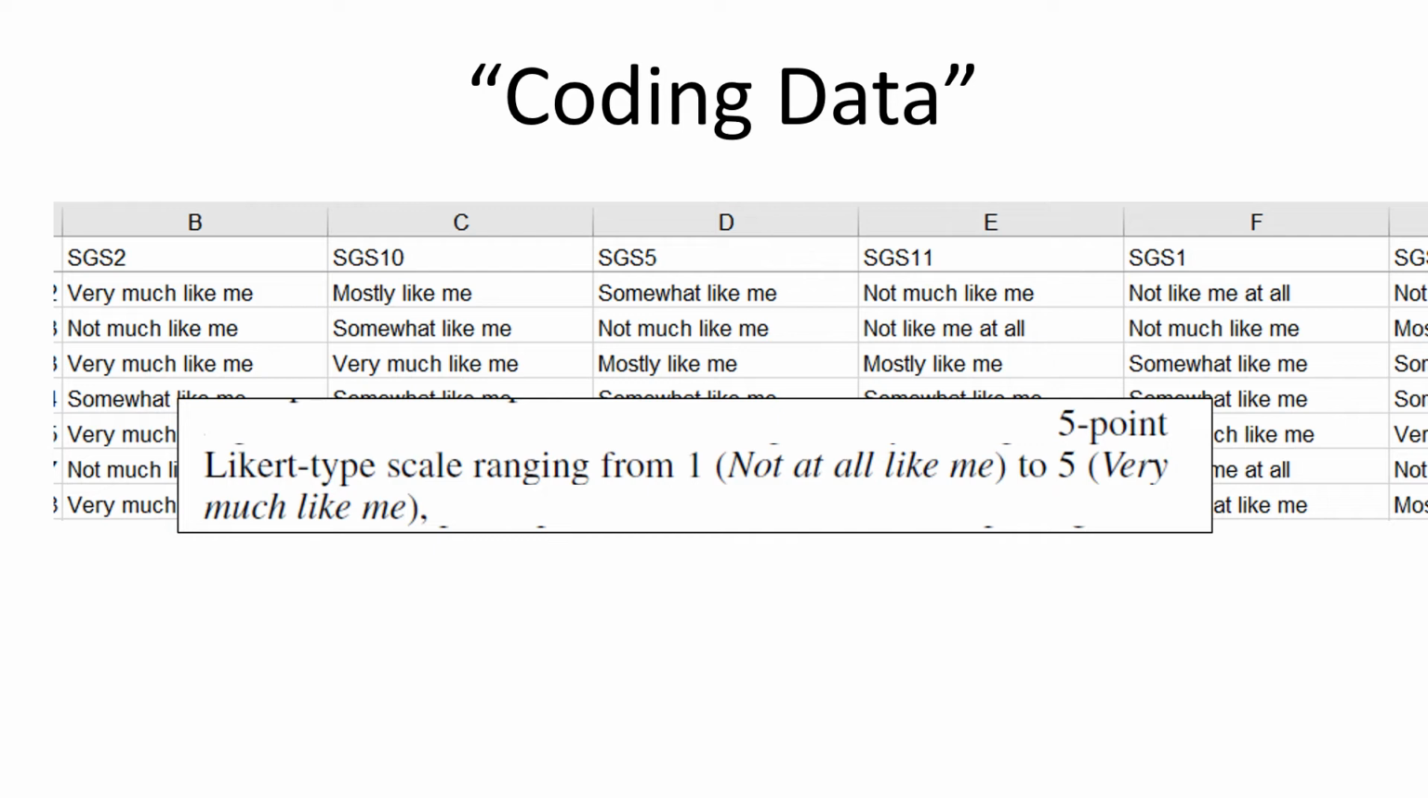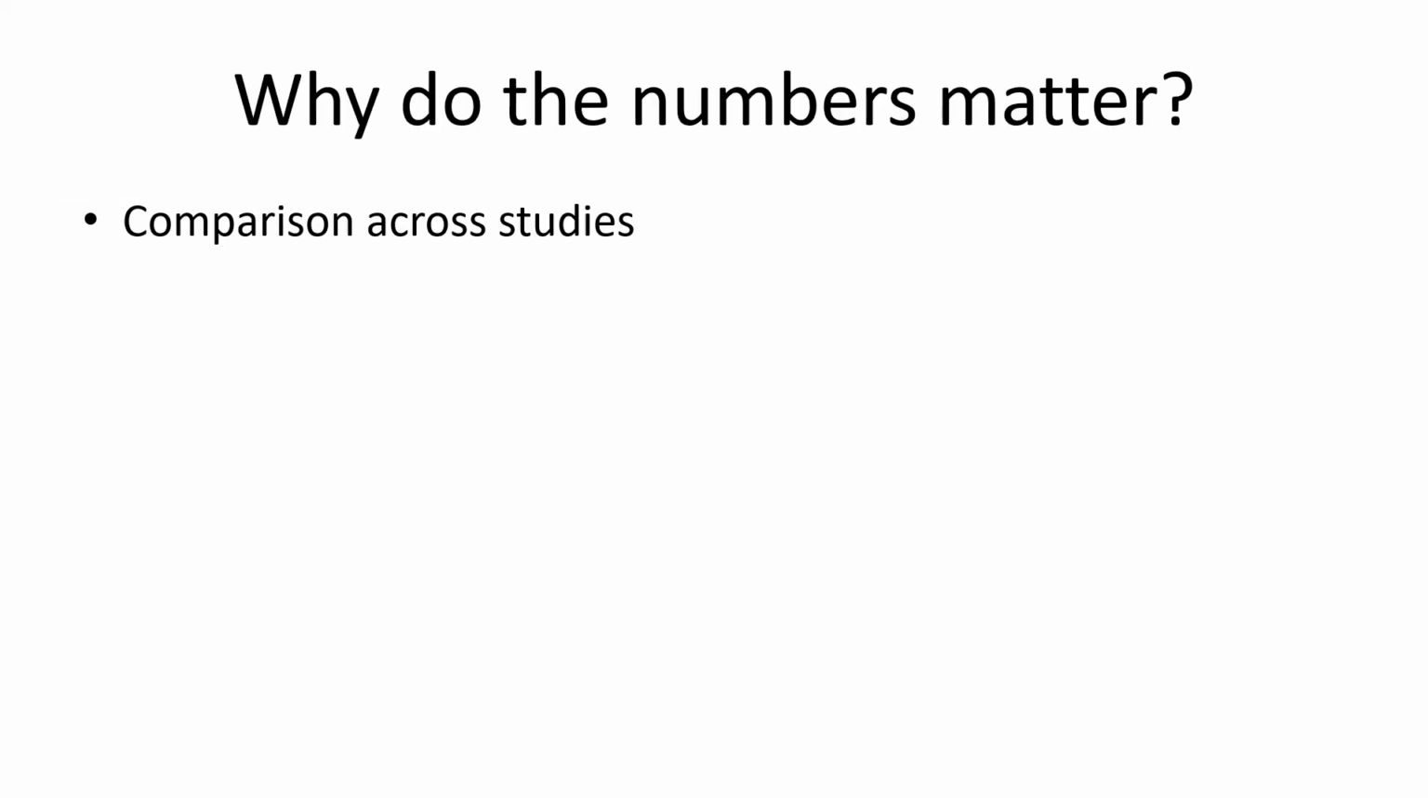They may be included in the article about how the measure was developed, and in the case of the short grit scale, they were. In other cases, we can look at other studies that use the measure to see how the numbers were assigned. At this point, you might be asking yourself why it matters what numbers we use. Why does it matter if I use 0 for the lowest number instead of 1?